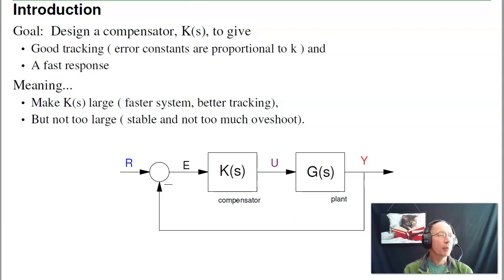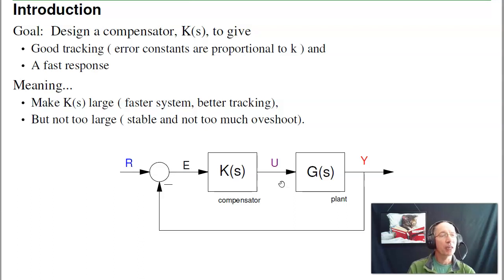Now, as a little bit of introduction, the goal in compensator design, that's given a plant and a feedback system, how do you specify the compensator that gives you a good system, good tracking, and a quick response? Good tracking and a quick response means make K of S as large as possible. High gains give you better error constants, smaller errors. High gains give you a quicker response. Again, it's like when the light turns green at the stoplight, you floor it very quickly, gives you quick response.